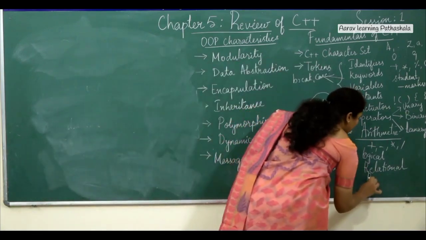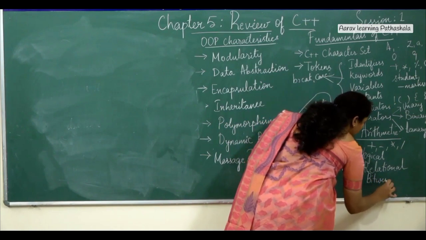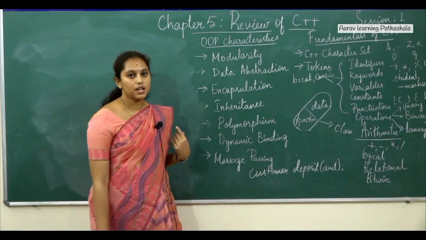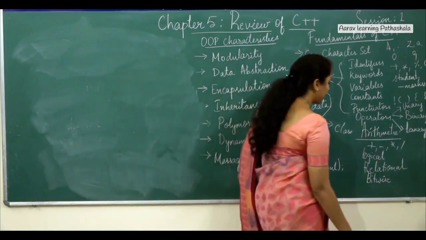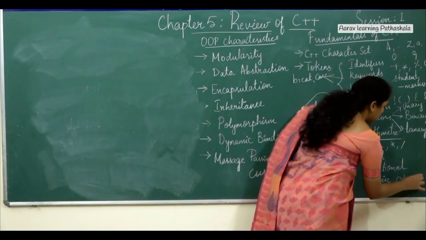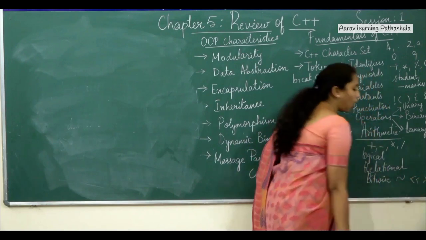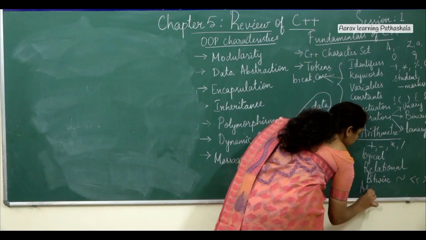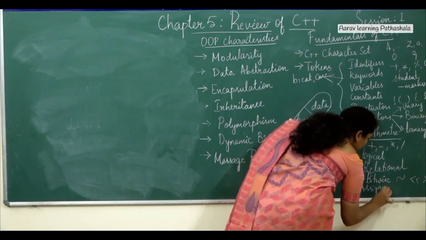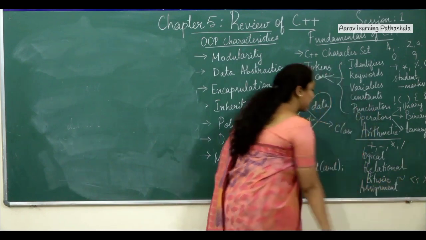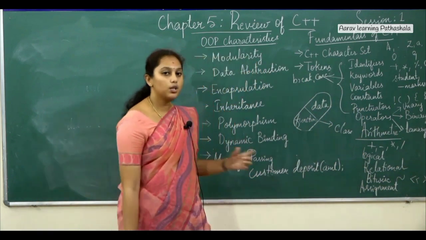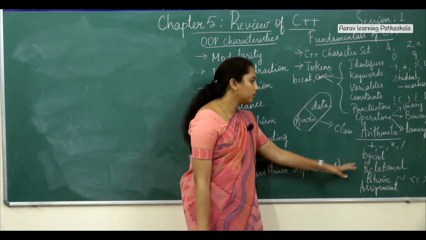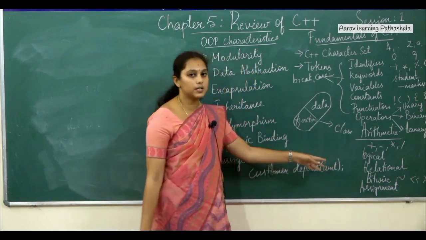Next is bitwise operator. A bitwise operator operates on bits. Some examples of bitwise operators are complement, left shift and right shift operators. Next is assignment operator. Assignment operators are used to assign a value to a variable. So this is about operators and their types.